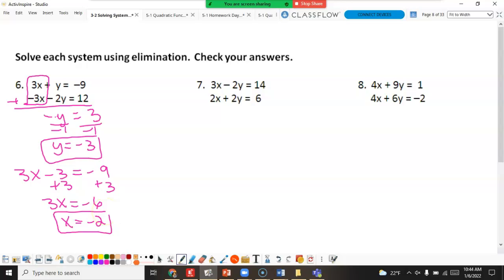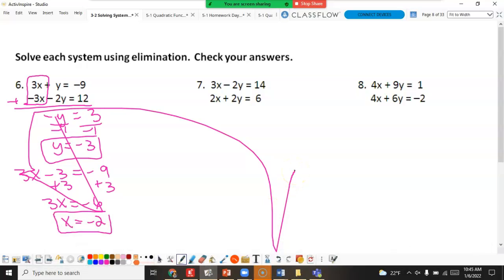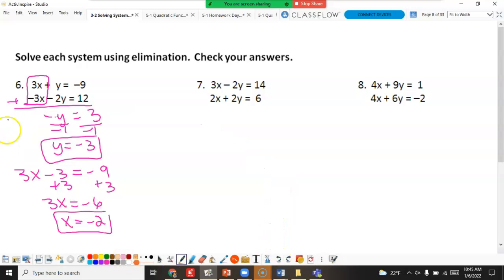Yes. For 3x minus 3x, yes, but I didn't subtract, I added. My board was very close to glitching out on me, so it was trying to take me to my home screen. So yeah, I'm not going to do it on there. A plus sign.